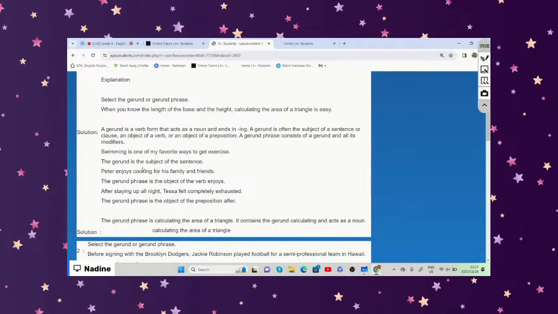And if we look at a few examples, I'd say swimming is one of my favorite ways to get exercise. So swimming is one of my favorite ways to get exercise, right? Which means that within the sentence, the subject is swimming. So what is your favorite way to get exercise? Swimming. So swimming basically acts as the subject. So in this case, the gerund is the subject, which is swimming. That also ends in ing.